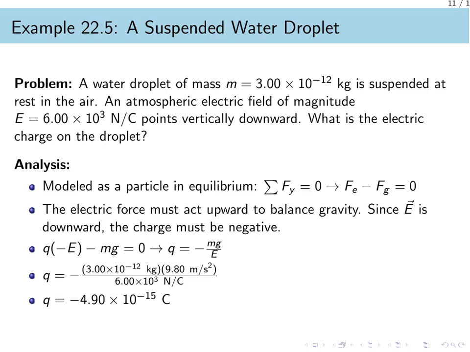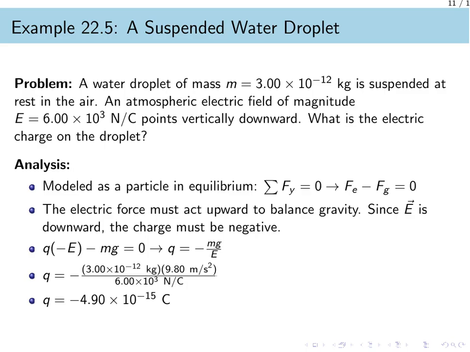In this example, a water droplet with a mass of 3.00 times 10 to the negative 12 kilograms is suspended at rest in the air. An atmospheric electric field of 6.00 times 10 to the third newtons per coulomb points vertically downward. We model the droplet as a particle in equilibrium, so the sum of the vertical forces must be 0. The electric force must act upward to balance the downward pull of gravity. As the electric field points downward, but the electric force must be upward, the droplet must carry a negative charge.